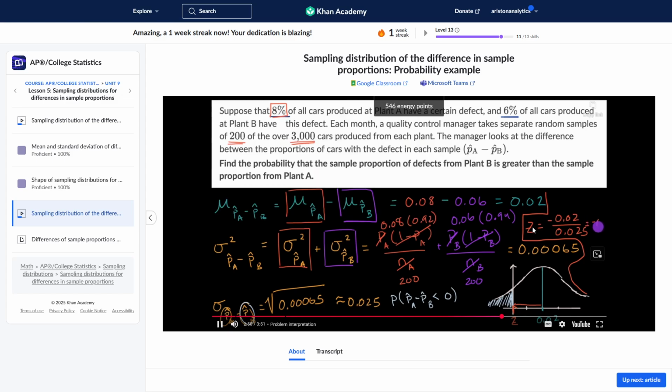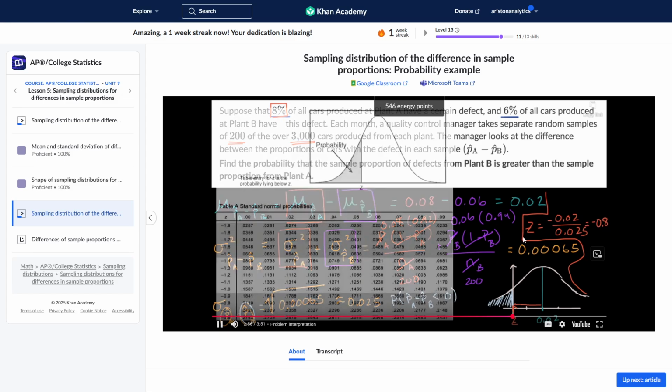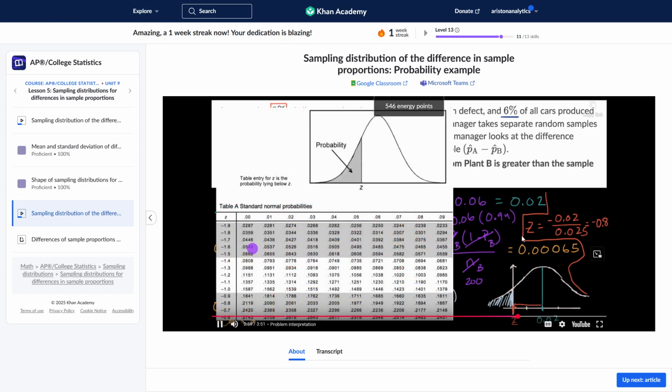Negative 0.8. And then we just have to use a z lookup table. If we look at a z lookup table, negative 0.8 is right over here, and then we have zeros after that. So we're looking at this right over here: the area under the normal curve up to and including that z value. We always have to make sure that we're looking at the right thing on this standard normal probabilities table. That gives us 0.21, or approximately 21%.